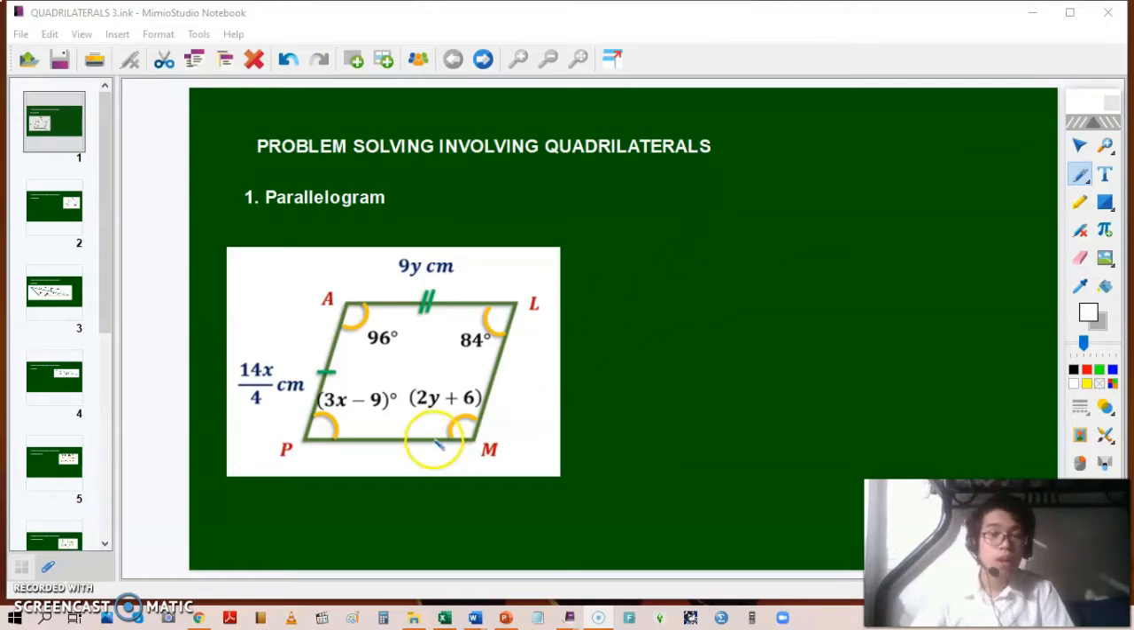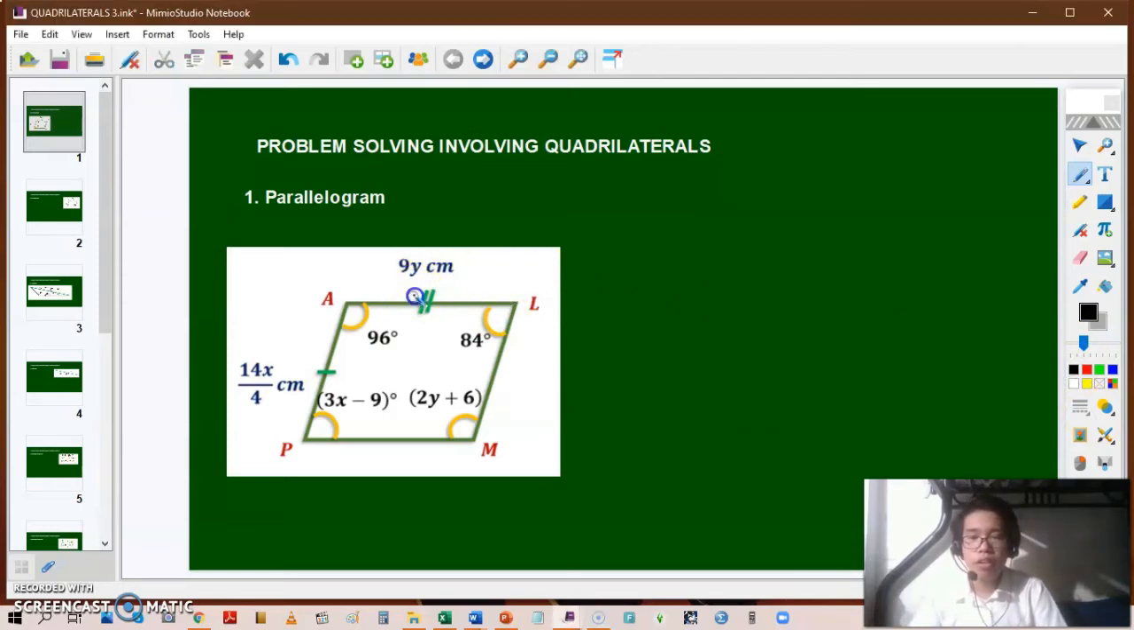For this one, we have here parallelogram PALM. Sides AL and PM are parallel, and also sides PA and LM are parallel. So let's try to solve for the value of x here.